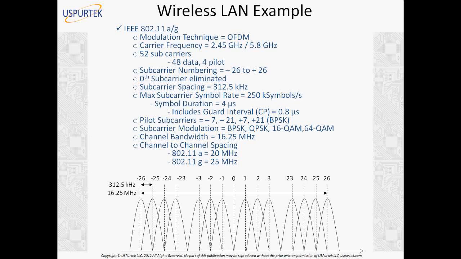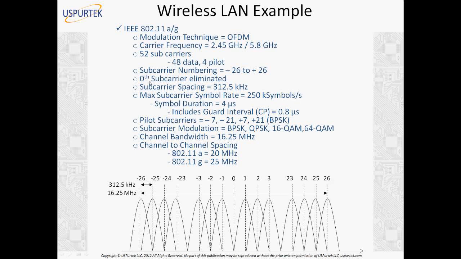And the 0th subcarrier is not used. Spacing between each subcarrier is 312.5 kilohertz. Carrier symbol rate is 250k symbols per second. Symbol duration is 4 microseconds. The guard interval or cyclic prefix is 0.8 microseconds. And these are the pilot subcarriers.